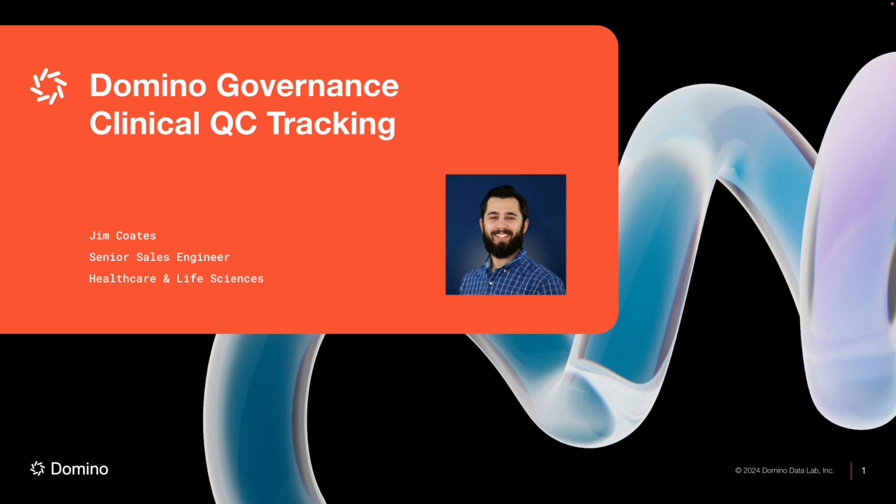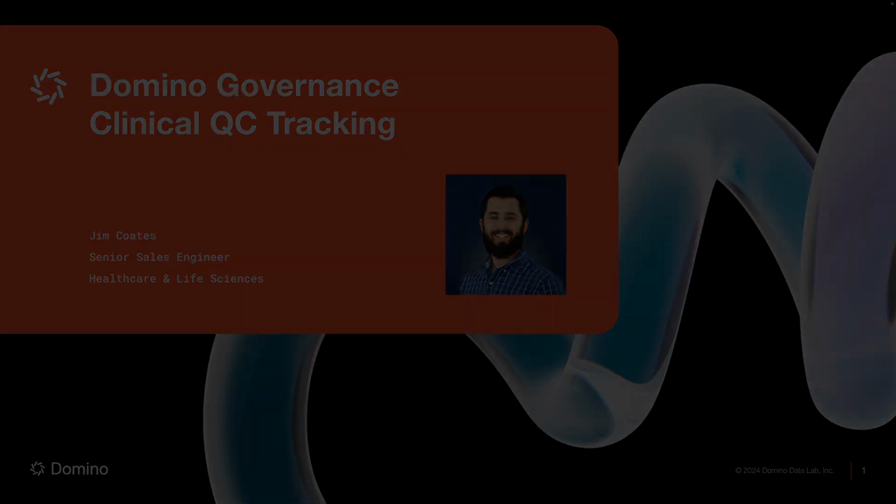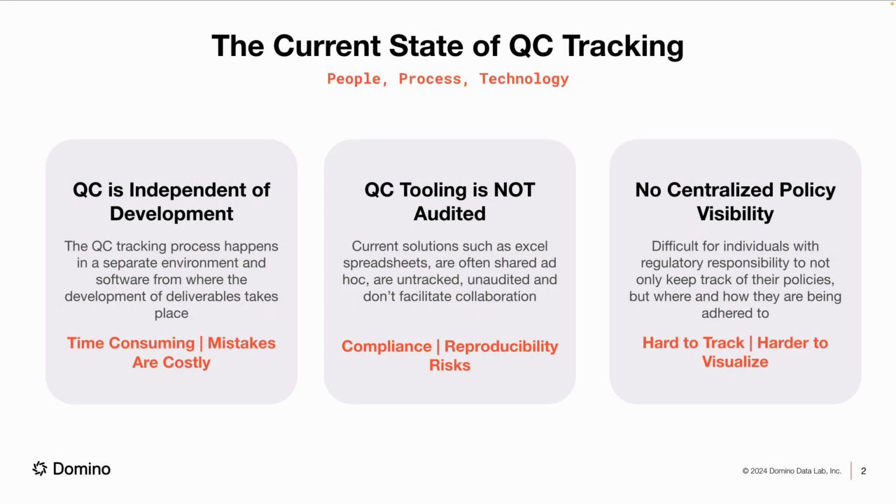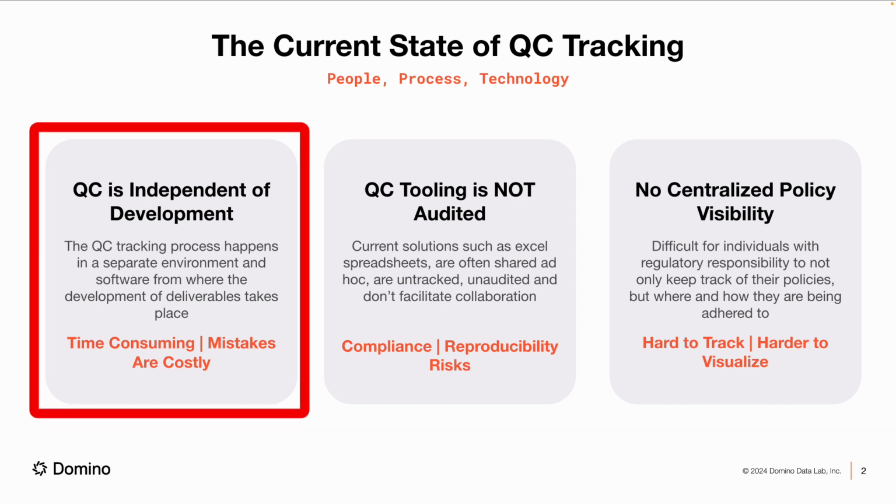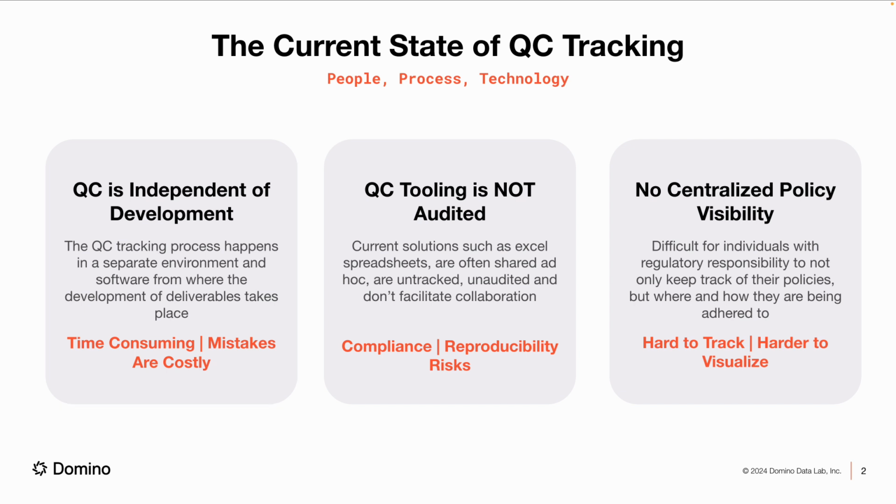Before we dive into Domino, let's talk about some of the common drawbacks of current QC tracking practices in the industry. There are a few issues with how QC tracking is currently handled in clinical programming. First, QC tracking is often done separately from the development work that produces the outputs. This means output tracking happens not only in different software, but often at a different time from the development process. This disconnect makes it time-consuming to trace outputs to ensure everything is properly captured, and the frequent context switching also increases the risk of costly compliance mistakes.